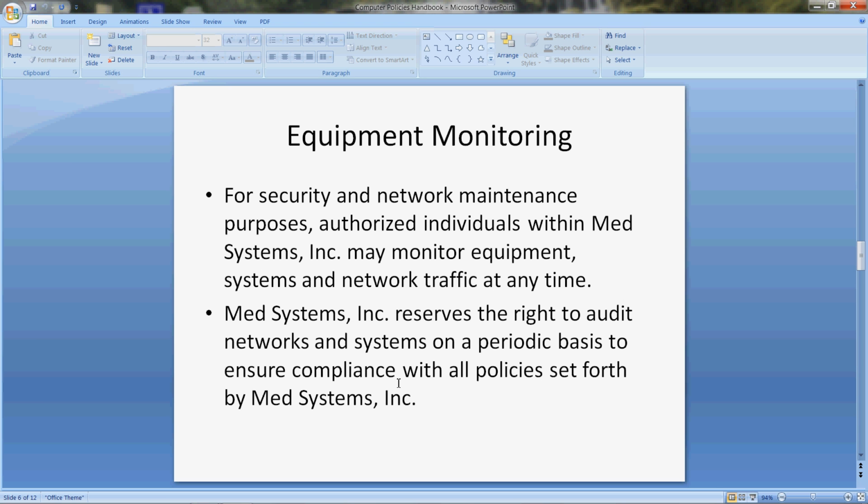Equipment monitoring. For security and network maintenance purposes, authorized individuals within Med Systems Incorporated may monitor equipment, systems, and network traffic at any time. Med Systems Incorporated reserves the right to audit networks and systems on a periodic basis to ensure compliance with all policies set forth by Med Systems Incorporated.